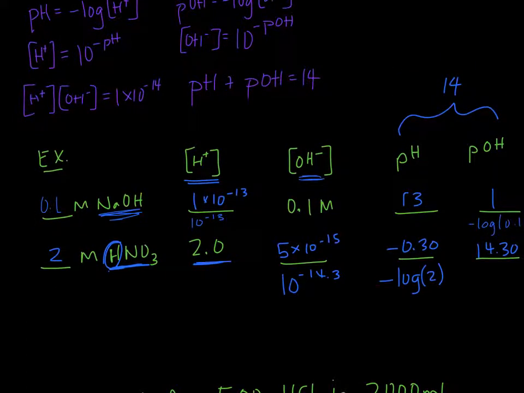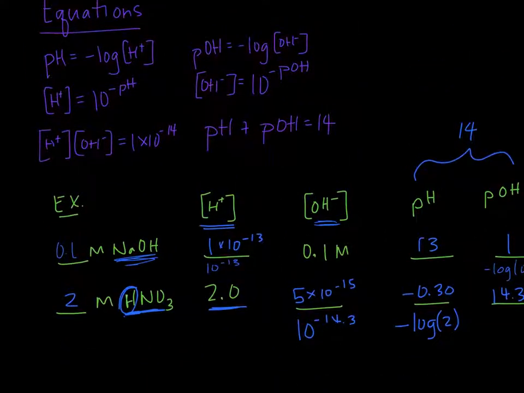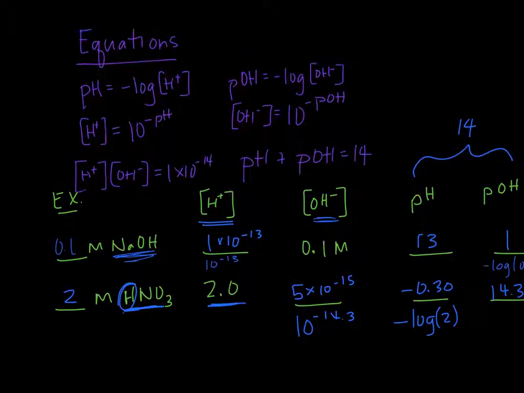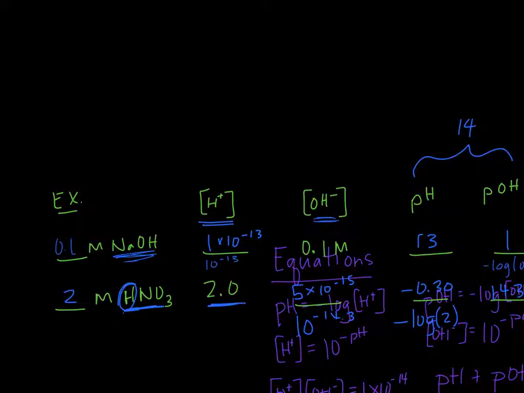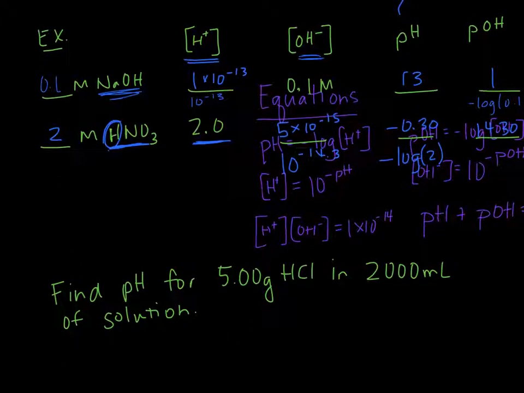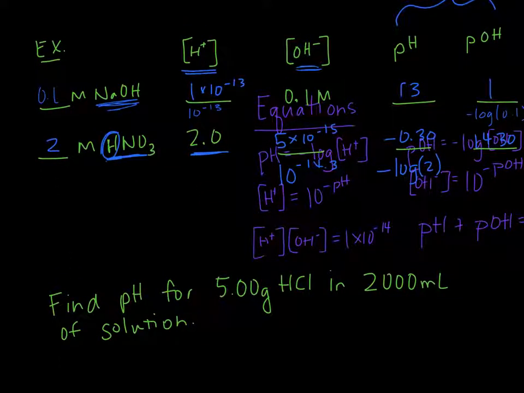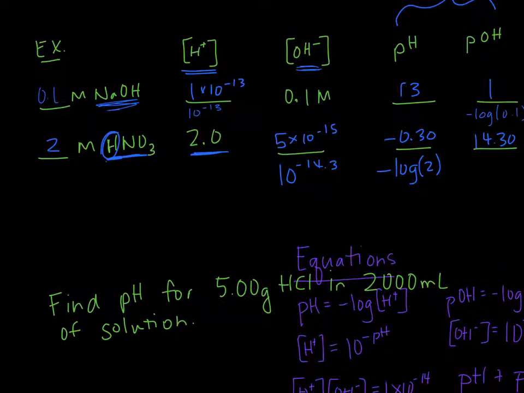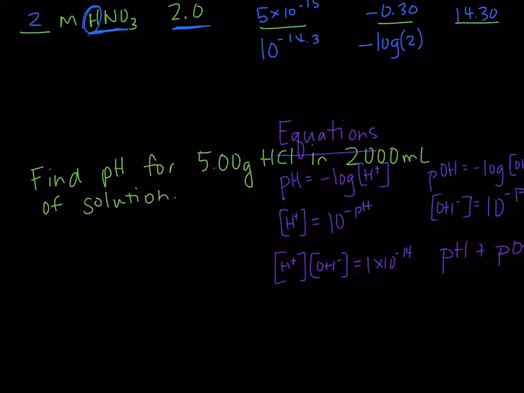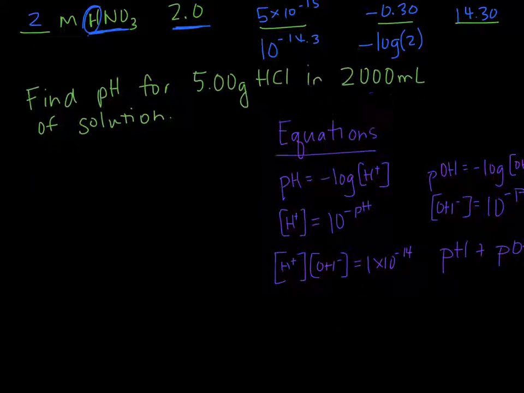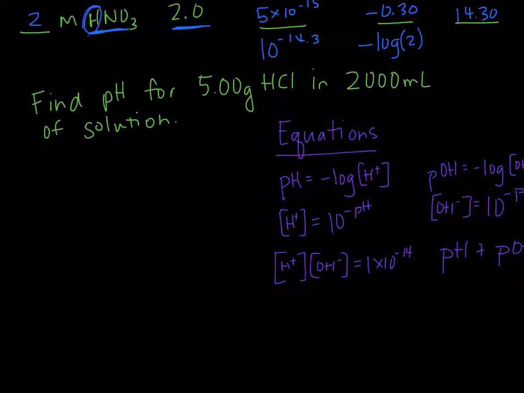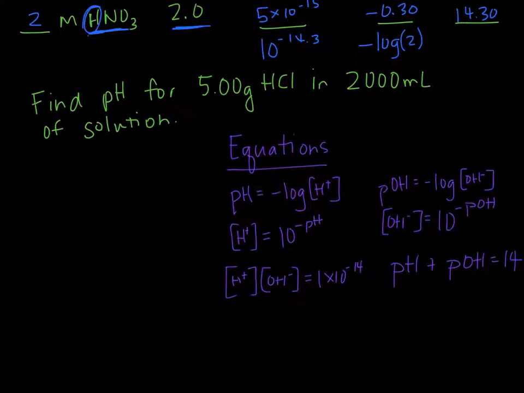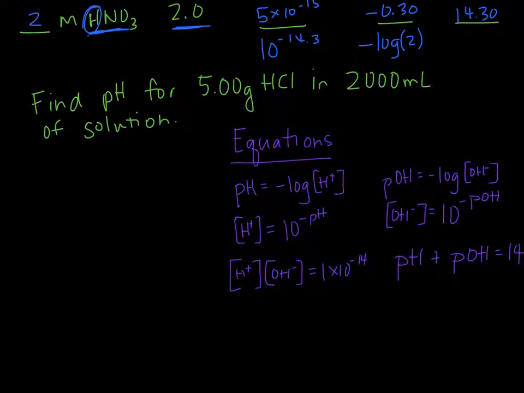All right, we're going to do one more. And I'm going to bring the equations down here. Let's see. This might take me a second. All right, so we're going to find the pH for a 5-gram hydrochloric acid solution in 2,000 milliliters. All right, and so we want to find the pH.